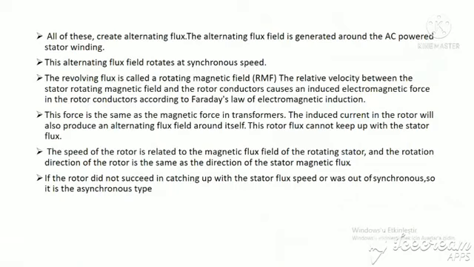All of this creates alternating flux. This alternating flux field rotates and velocity builds up. The relative speed causes an electromotive force to be induced in the rotor. This force is the same as the electromotive force in transformers. The current induced in the rotor will also produce an alternating flux field around itself. This rotor flux cannot keep up with the stator flux. If the rotor fails to catch the stator flux rate or is not synchronous, it is the asynchronous type.